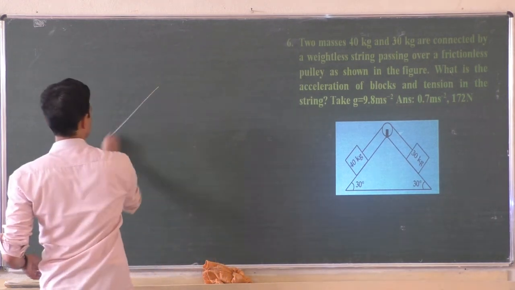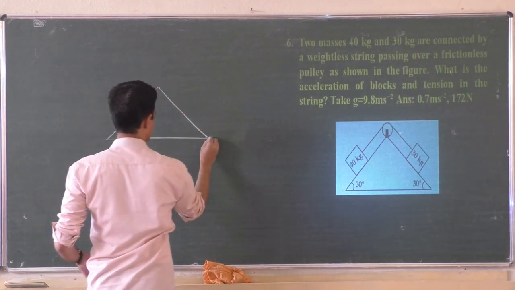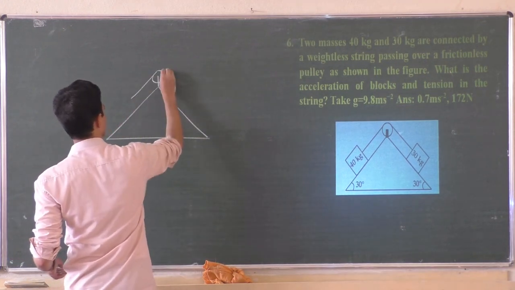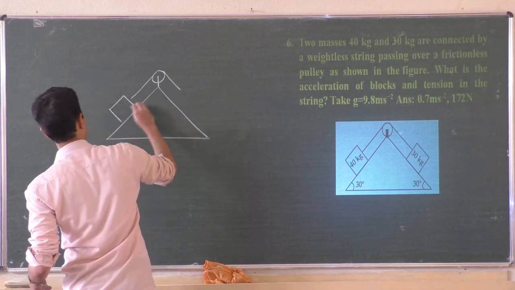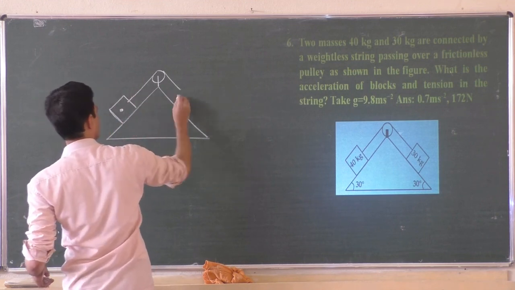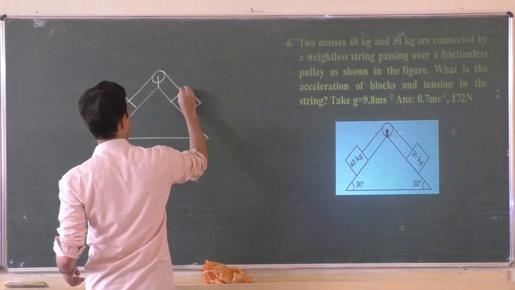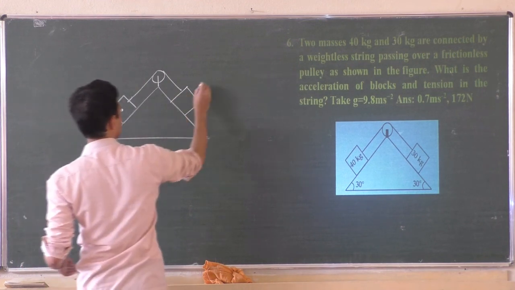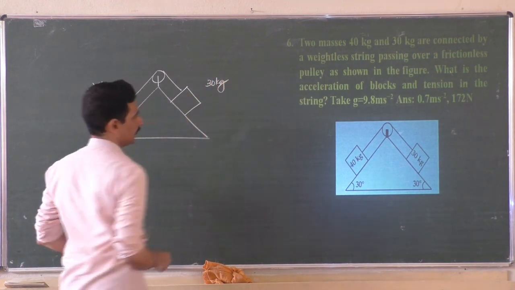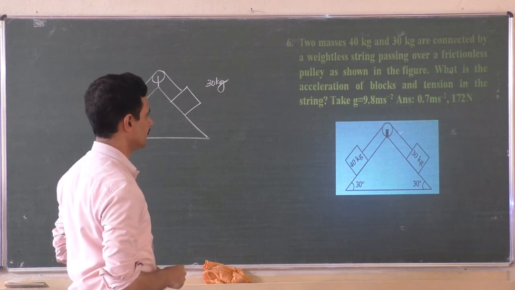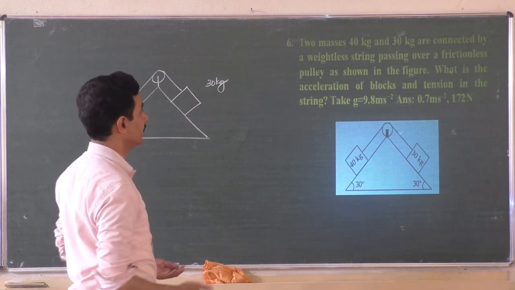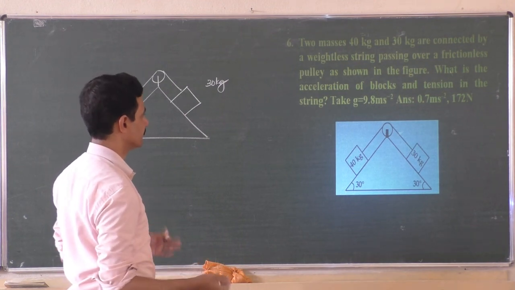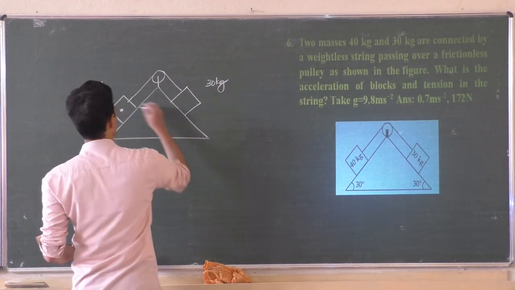So there is a double inclined surface, and here is a pulley, right? And here is a thread, and here is a mass, and this mass and this mass have been connected by a common string. This is 40 kg mass and this is 30 kg mass. Is there any friction? No. What is the acceleration of the blocks? Tension in the strings? No. Frictionless pulley and smooth surface. Masses are placed and weightless string passing. Nothing is given about the coefficient of friction.